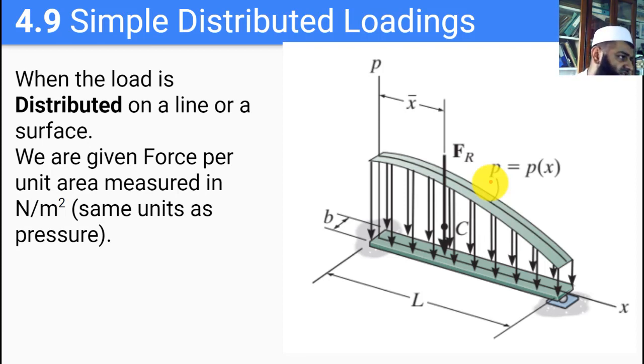The reason we are studying simple distributed loadings is, number one, that even with this very simple model we can go a very long way, and we can simplify many practical distributed loadings. And the second reason is that studying distributed loadings in their full form requires some skills which we are not going to develop in this course, which is good for us.